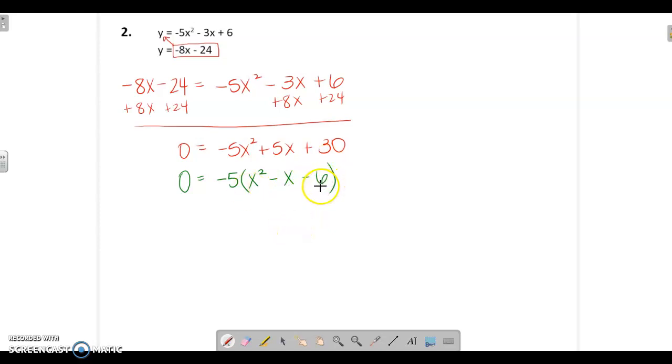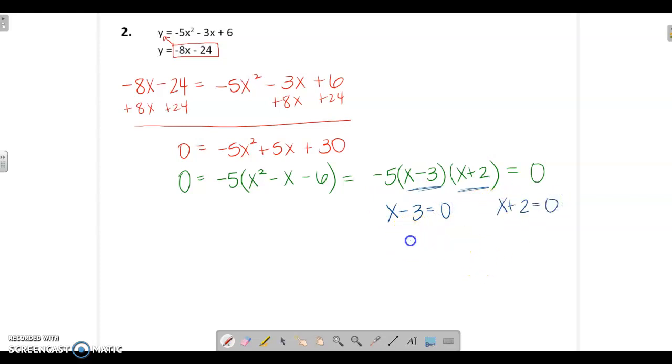We want to factor this. Maybe pause this video, try to factor it on your own completely. And you should get negative 5 times, if you split the middle, x minus 3 is one of the factors, and x plus 2 is the other. So if this is set equal to 0, then I should take each of these individual factors and set them equal to 0 and solve. So x minus 3 equals 0, and x plus 2 equals 0. Solving this, we get x equals positive 3, and over here we get x equals negative 2.